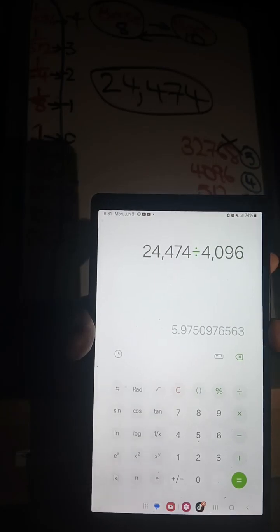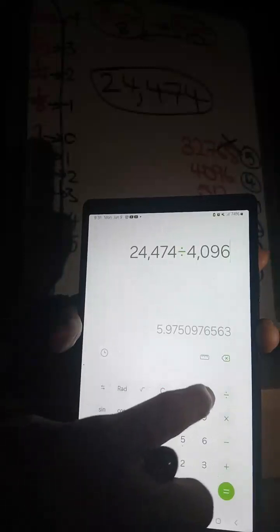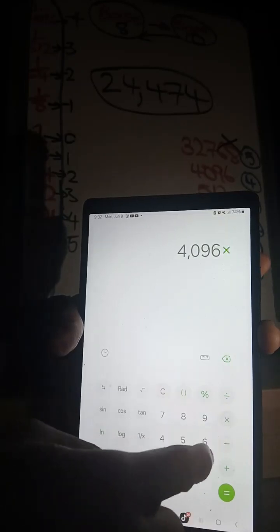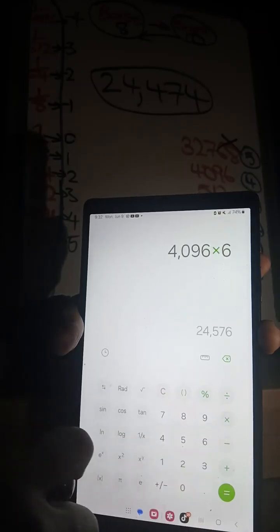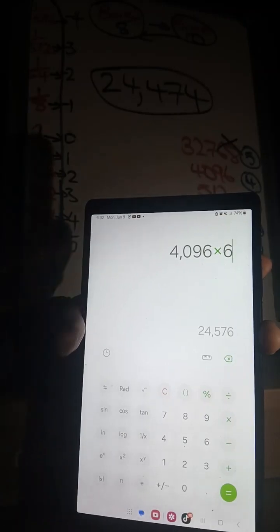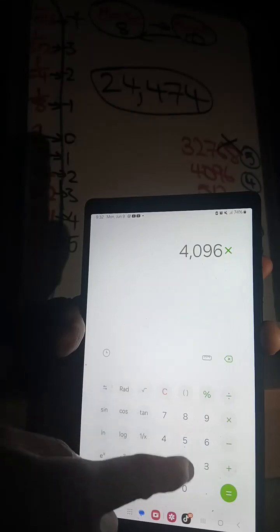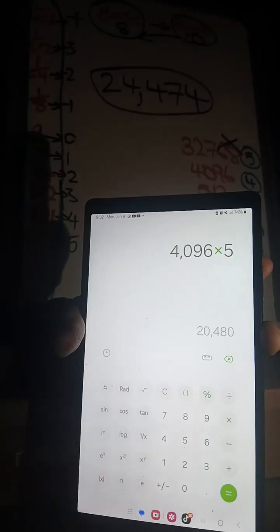Right? So in other words, hold on. Let me see. Yeah, see? Yeah, exactly. Because if you multiply this number by 6, you're going to end up with a number larger than 24,474. So we can't use this. We can't use 6 of them.